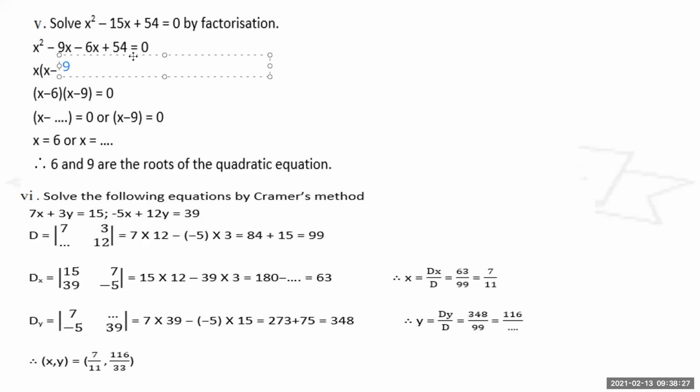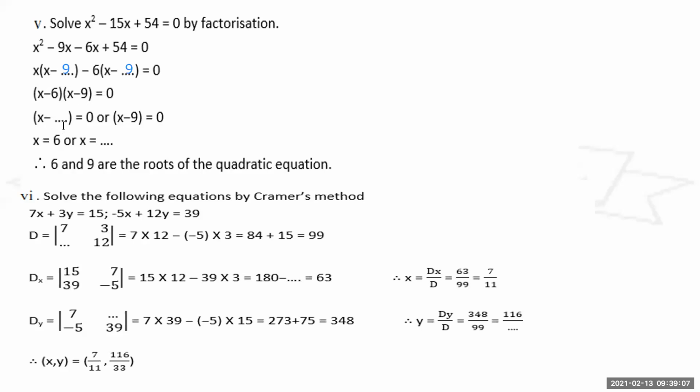So x in bracket (x minus 9) minus 6 in bracket (x minus 9), because from 6x and 54 you can take 6 common. And as I've taken minus 6 out, because here x I've written positive, so plus 54 becomes minus 9 over here, because minus 6 into minus 9 would be plus 54. So you've got (x minus 6) into (x minus 9) equals 0.